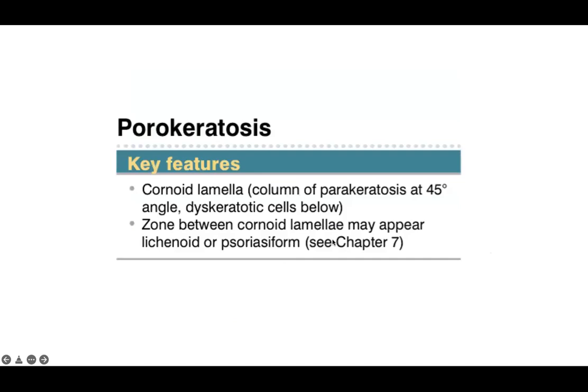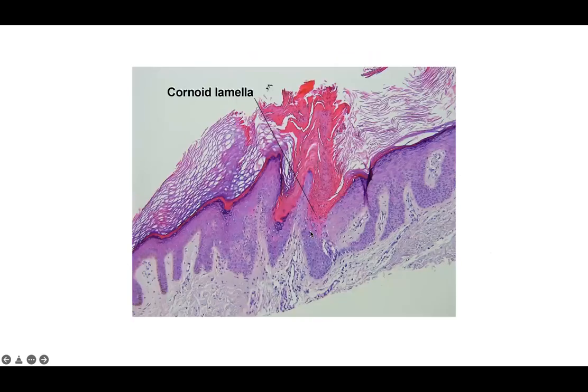And there's a zone between the cornoid lamella that may appear lichenoid or psoriasiform. So if you look here, you'll see this psoriasiform hyperplasia. You may have a loss of granular layer as well, which correlates very nicely with the perikeratosis. So this is classic.